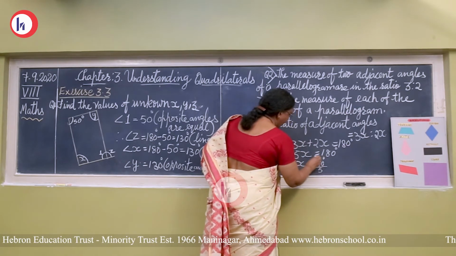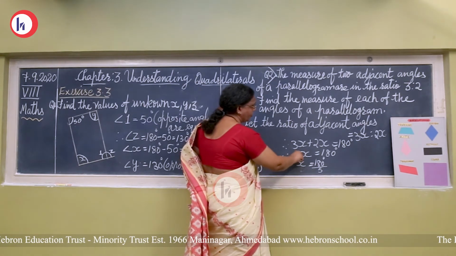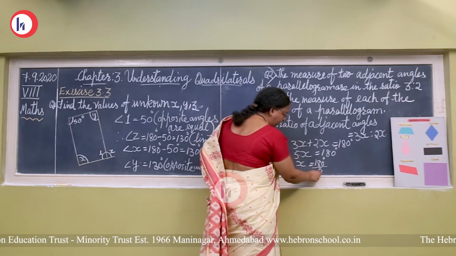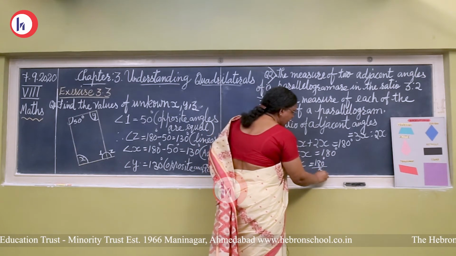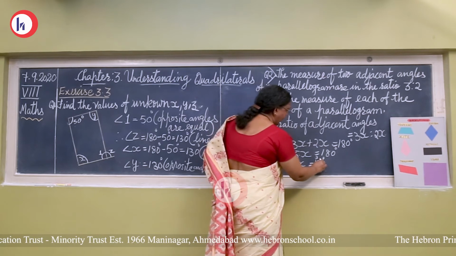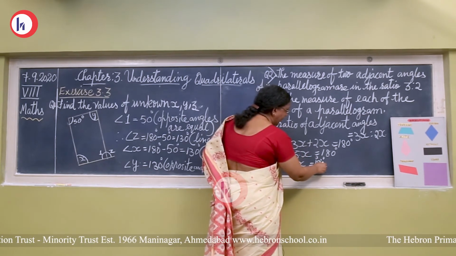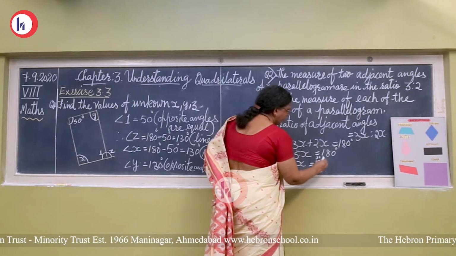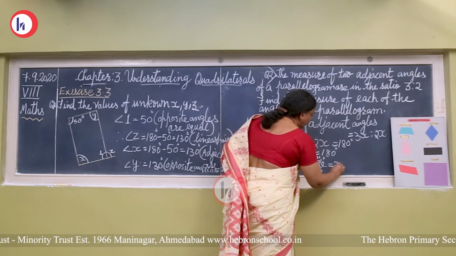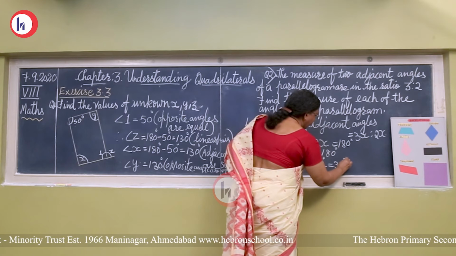We learned that when a multiplication goes to the other side of the equal sign, it becomes division. Now, reduce the form. 3 5s are 15, 3 carry over, 30. How many times? 6 5s are 30. So, we get x is equal to 36 degrees.